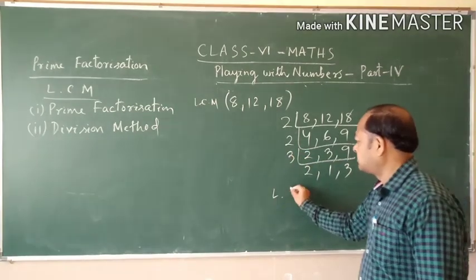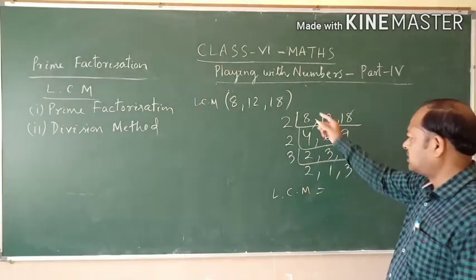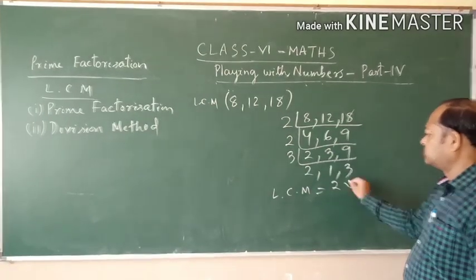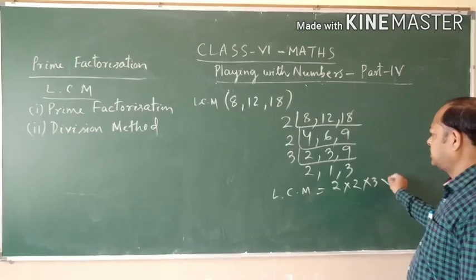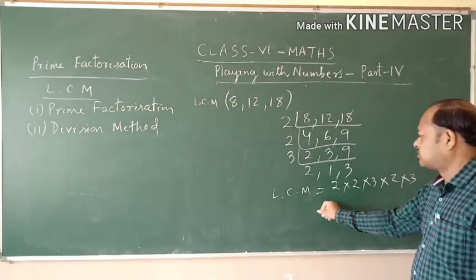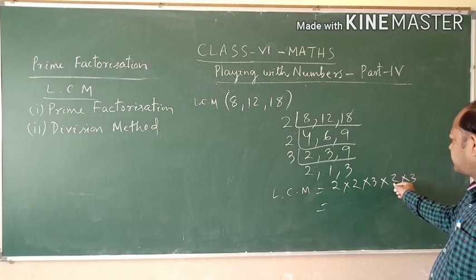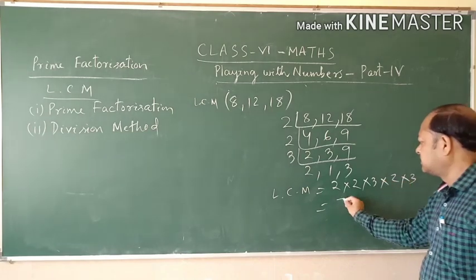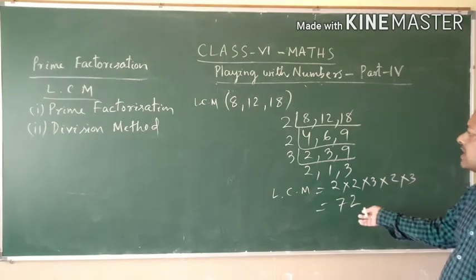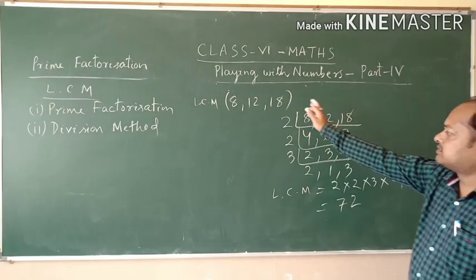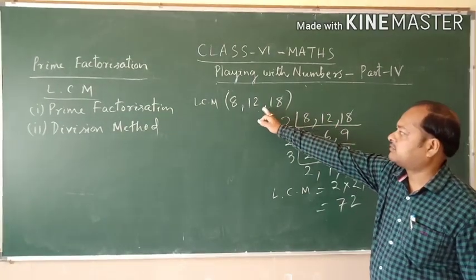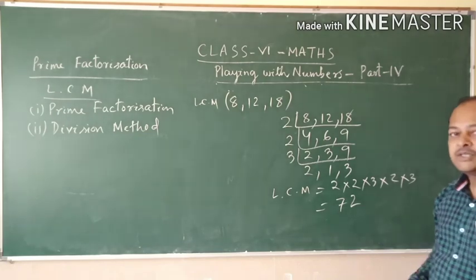Now write down all the factors and multiply all the factors: 2 into 2 into 3 into 2 into 3. So what is the answer? 2 into 2 is 4, 4 into 3 is 12, 12 into 2 is 24, 24 into 3 is 72. So we got the LCM of the three numbers 8, 12 and 18, the answer is 72.